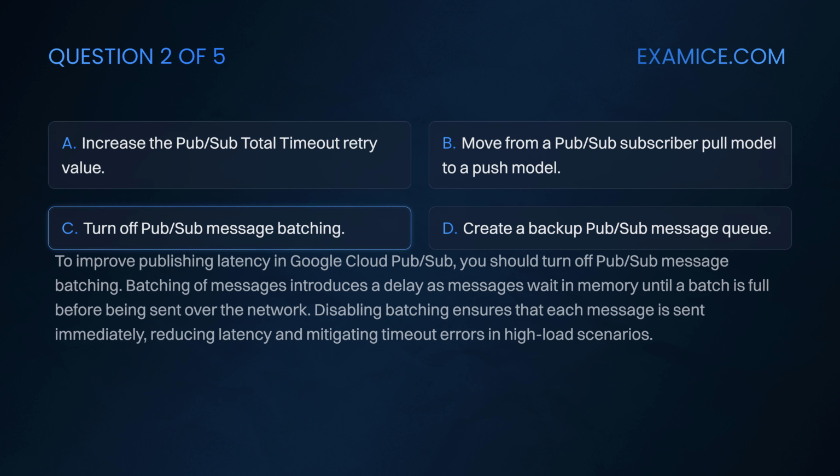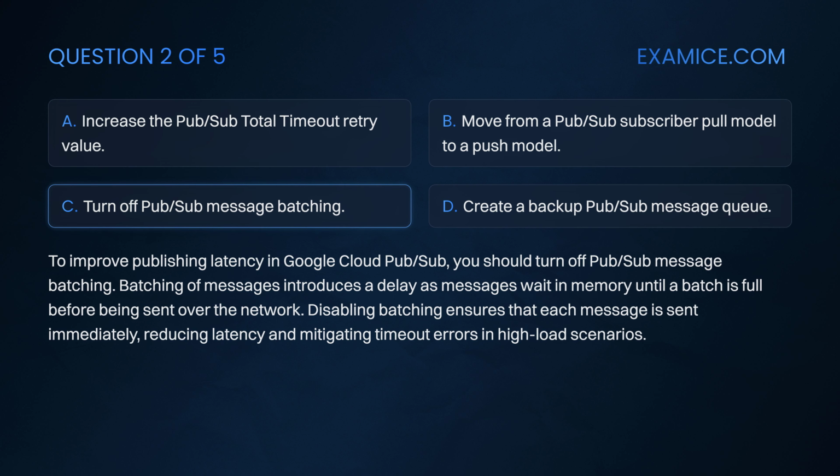To improve publishing latency in Google Cloud Pub/Sub, you should turn off Pub/Sub message batching. Batching of messages introduces a delay as messages wait in memory until a batch is full before being sent over the network. Disabling batching ensures that each message is sent immediately, reducing latency and mitigating timeout errors in high-load scenarios.